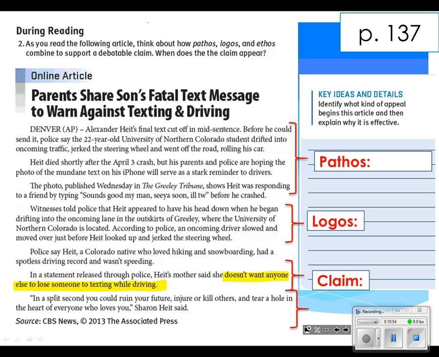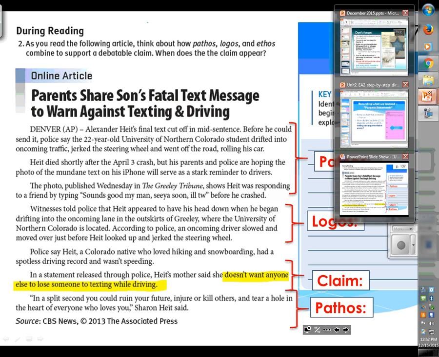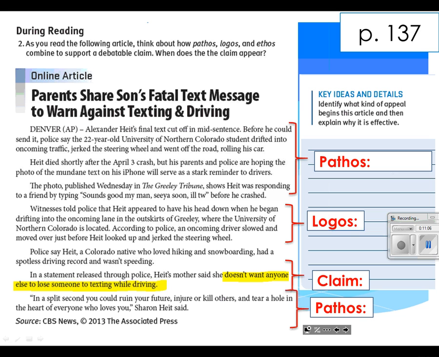Most of you went automatically to one versus the other. This is definitely going to be a pathos appeal. So we're definitely going to be talking about emotions here. You might cite it as well as being an ethos appeal. This is the woman that dealt with the situation. She's the one that lost her son. She's commenting on it. So she is a credible individual to give us that information.